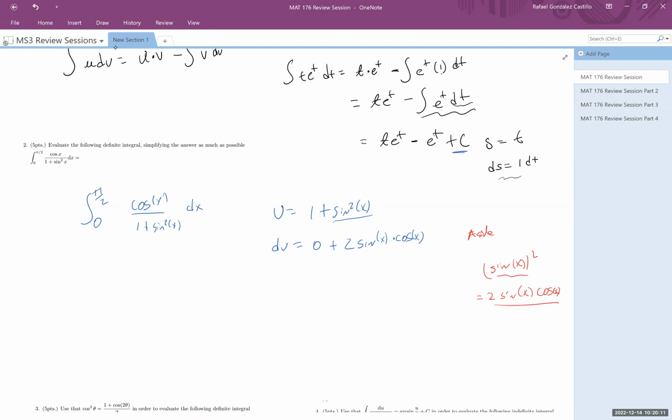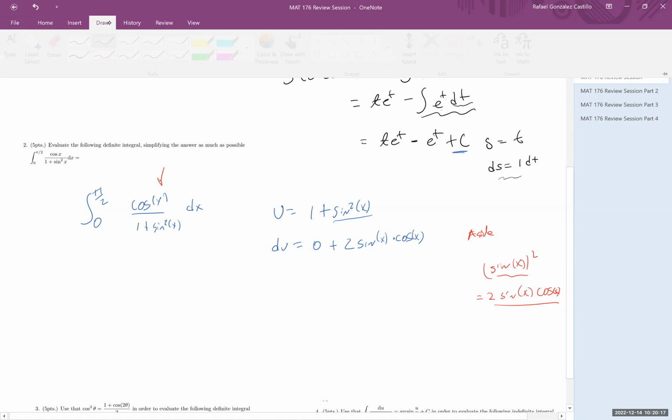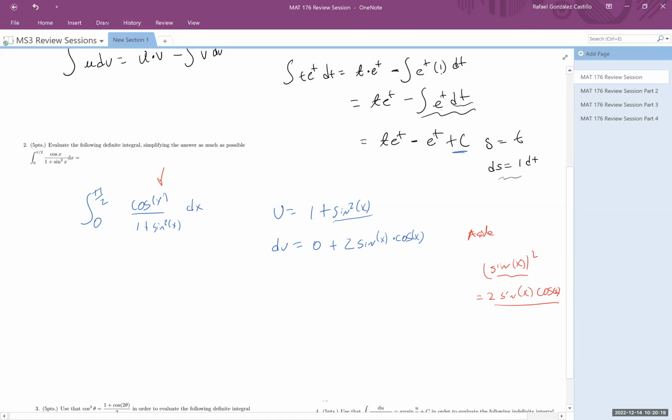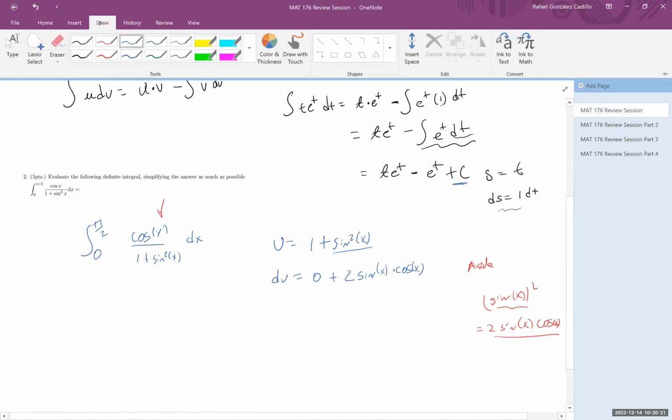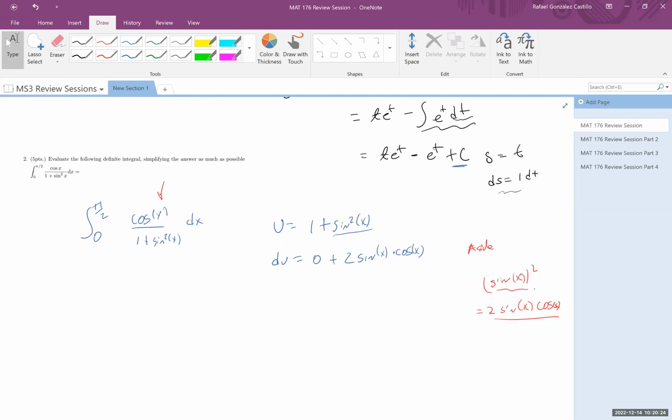But here, in this problem, I do not have 2 sine of x or cosine of x. I only have 1 cosine of x. And I'm not allowed to substitute variables inside, only constants, right? So I cannot say, okay, let's divide du by 2 sine of x, and then I get cosine dx. That's not allowed. So the u substitution, allowing u to be the entire denominator, does not work. So we have to go back to the planning board.